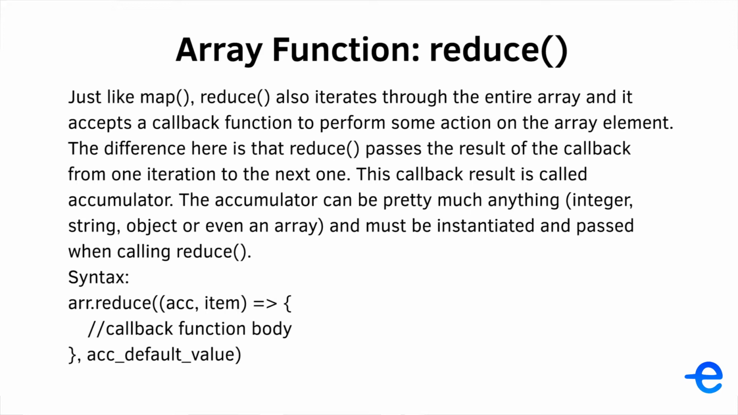So array.reduce, the method, and this method accepts two arguments. First is the callback function, and second is the default value or the initial value of the accumulator. And in this callback function, reduce passes the accumulator as the first argument and the item as the second argument. Let's try an example to understand it better.